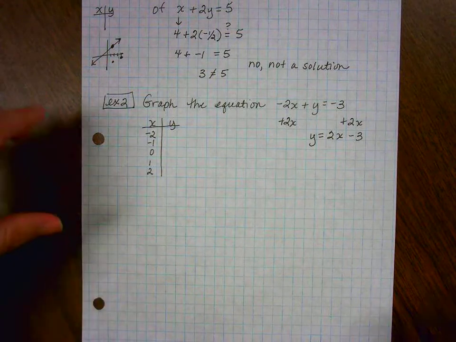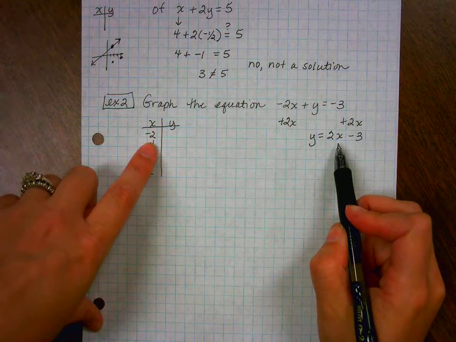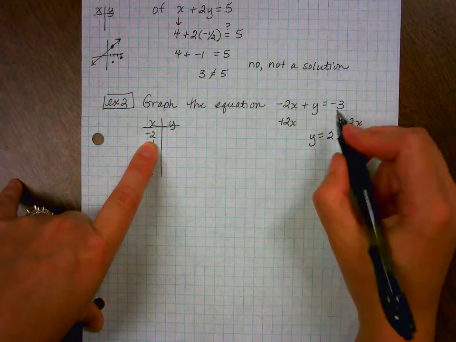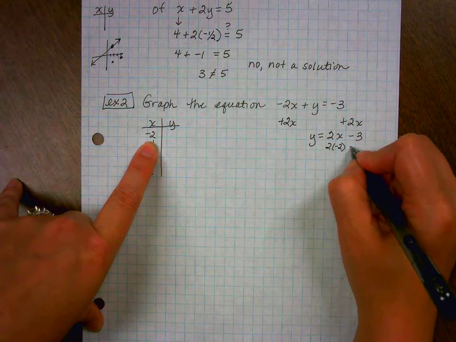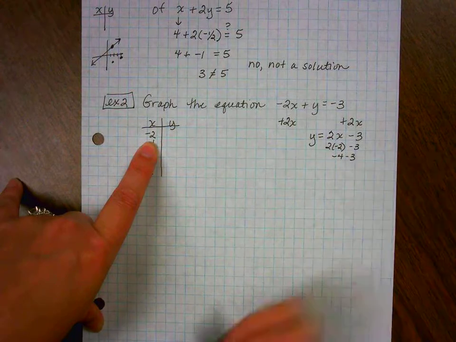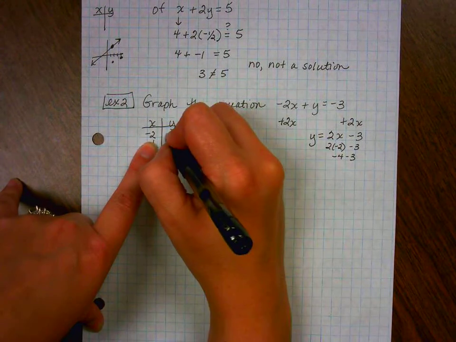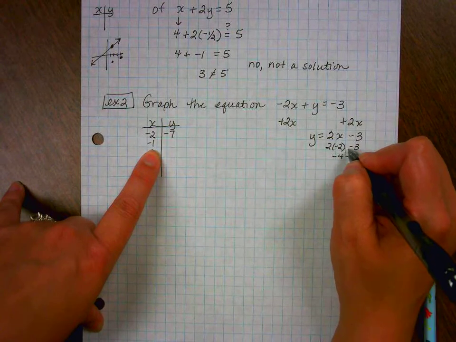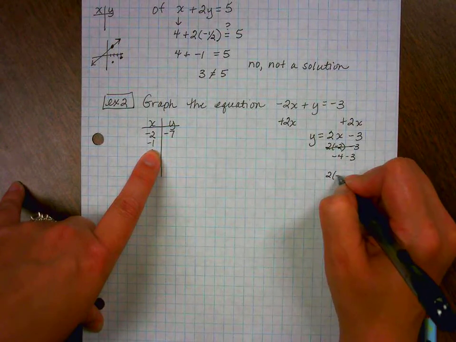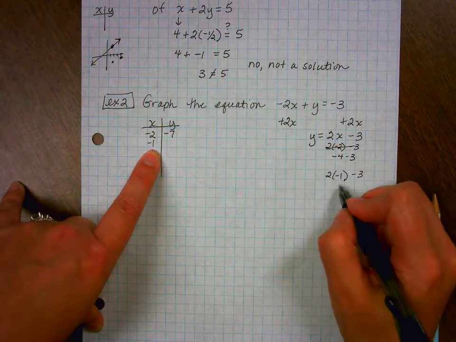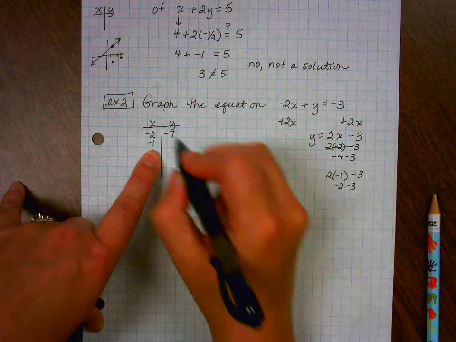Now, by rewriting that equation, it makes it way easier to plug in these values. So now I can plug in -2 right here and do 2 times -2 minus 3. So that would be -4 minus 3, which is -7. Then I would plug in -1. So 2 times negative 1 minus 3. 2 times negative 1 would be negative 2, minus 3, negative 5.